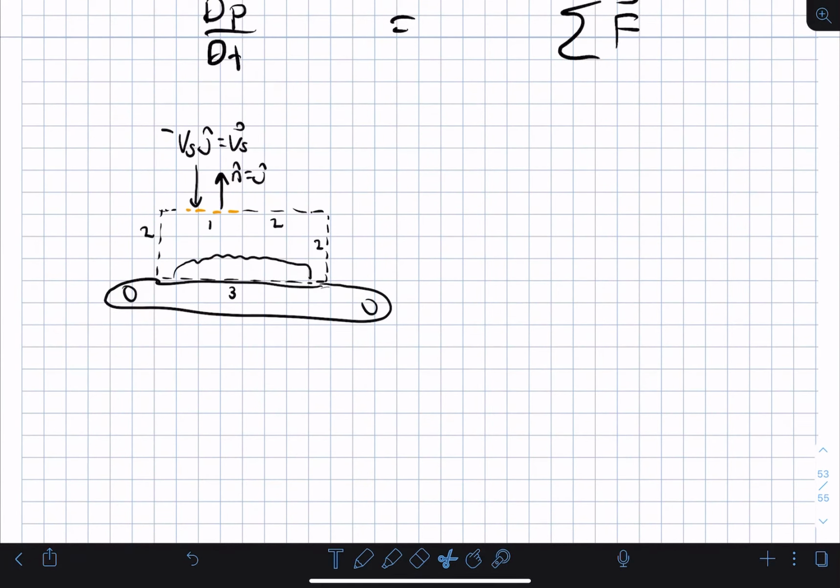Okay, so that still works. So I know all the velocities coming in. I know the density of the sand coming in. Okay, and so this is equal to the sum of the forces. So I'm just going to draw the control volume itself. I'm not going to draw the conveyor again for reference.